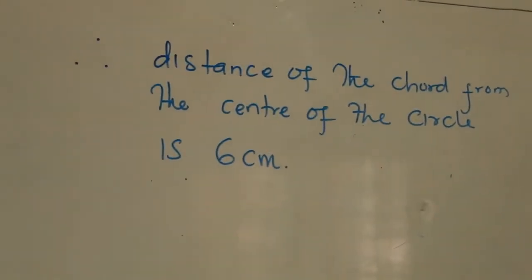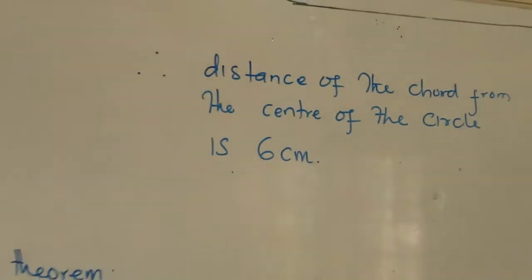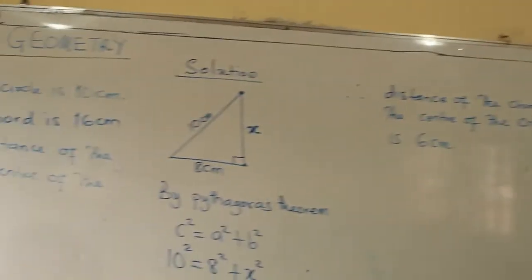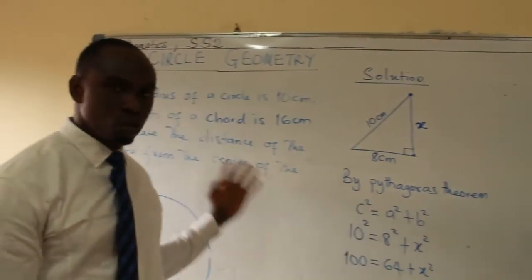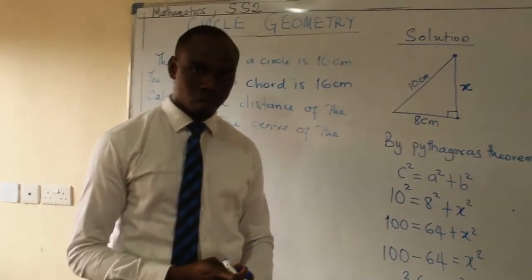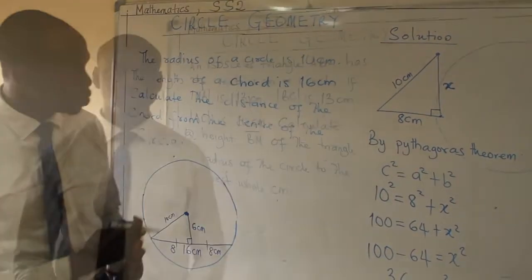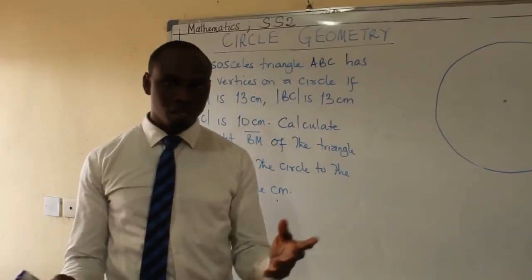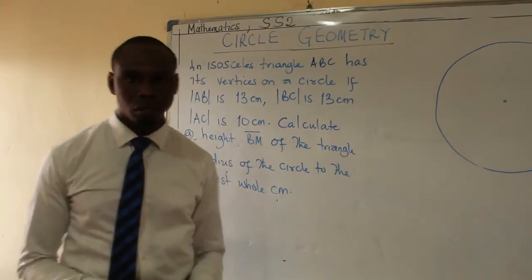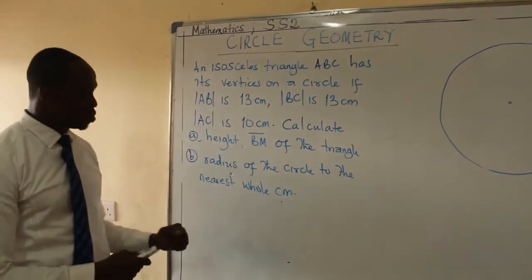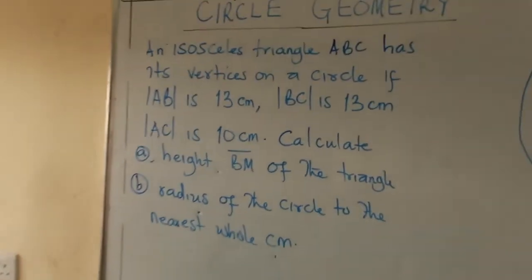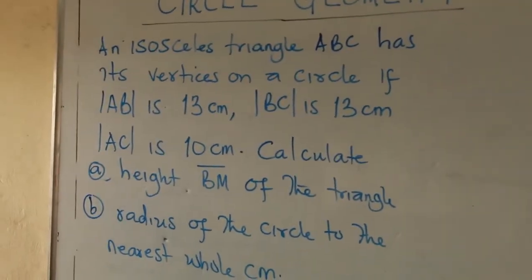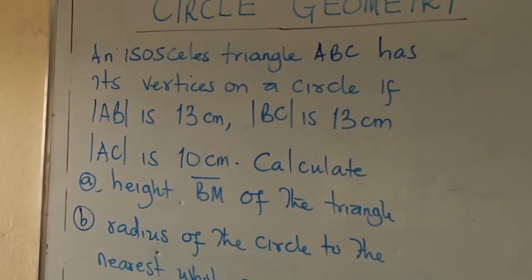So I'm going to write another question on the board to continue with the circle theorem 1 that we have written earlier. Okay, I have written the second question on the board, and this one says an isosceles triangle ABC has its vertices on the circle.